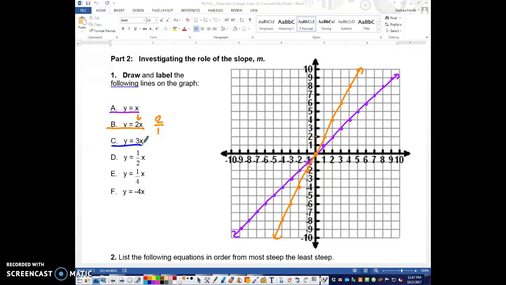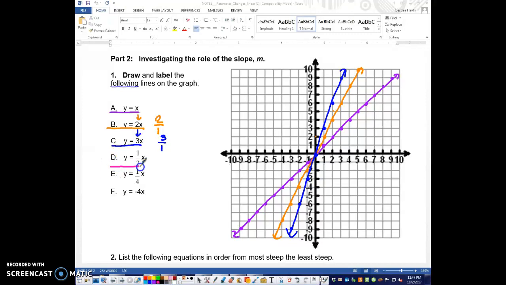Let's find out. So our y-intercept is still 0. This time the slope is 3 or 3 over 1. So we rise 1, 2, 3 over 1, and repeat. Go backwards, 1, 2, 3 over 1, and repeat. Connect our dots. So did it become more steep or less steep? More steep. So the bigger the number, the bigger the slope, the more steep the line becomes.